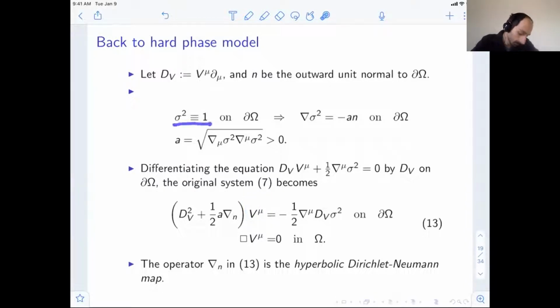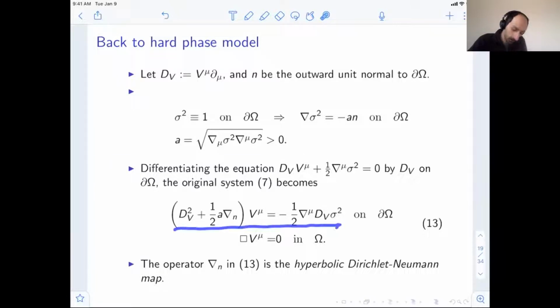Okay, so again, this enthalpy is constant on the boundary, which means that its gradient is in the normal direction when it restricts to the boundary. And this pressure increasing towards the fluid tells me that if I write the gradient of the enthalpy as minus a n, this a will be positive. So again, this is the sign of this Dirichlet-Neumann map having the right coefficient sign. Now I take the momentum equation, I take a material derivative dv of it, and it becomes the following equation.